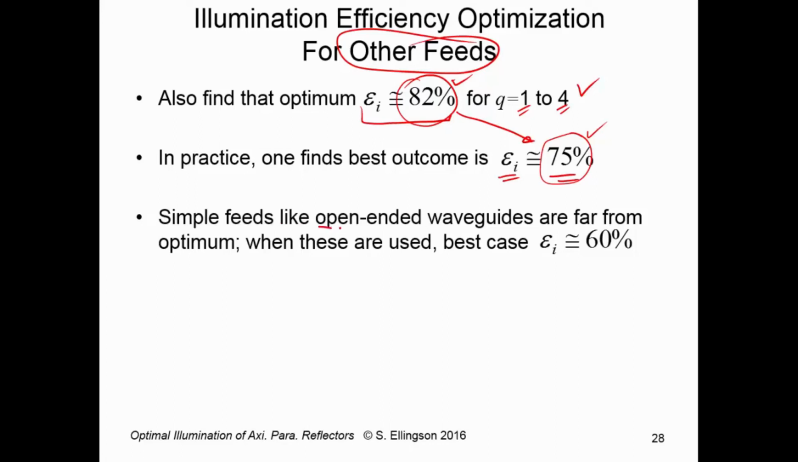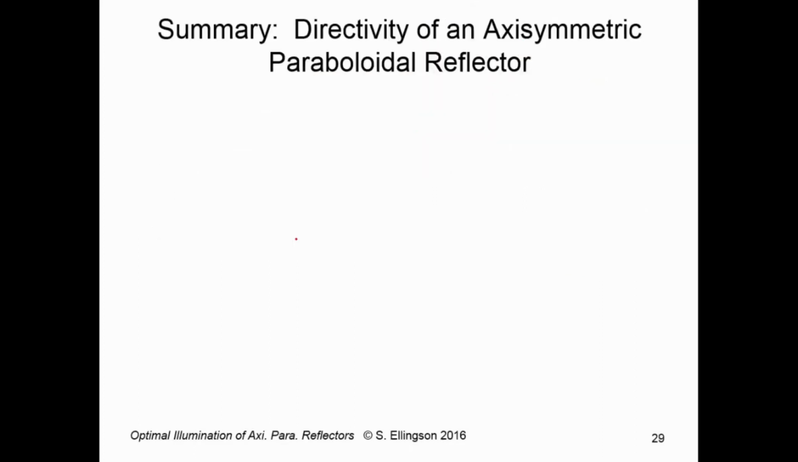Now, simple feeds like open-ended waveguides, which can be used as dish feeds, are far from optimum, and so when these are used, we typically get a best case illumination efficiency of about 60%. So why am I saying all this? Well, this is kind of a known value for about as good as we can get. This is a typical value for a well-designed reflector. And then this is a typical value for a reflector antenna system where we have to make some hard compromises, like using a very poor feed, such as an open-ended waveguide.